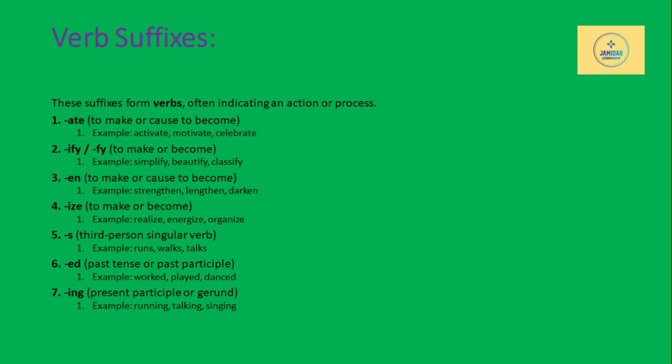For example, ate means to make or cause to become, as in activate. Similarly, ify or fy means to make or become, like simplify. These suffixes help us understand the function and meaning of verbs in sentences.